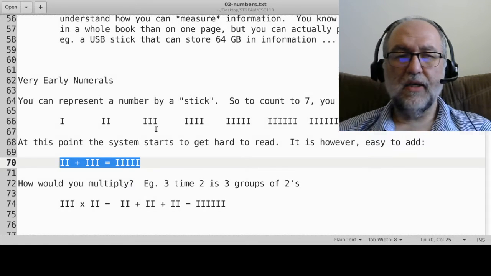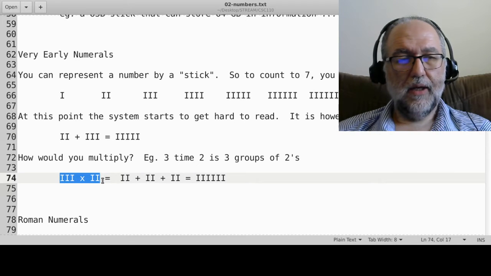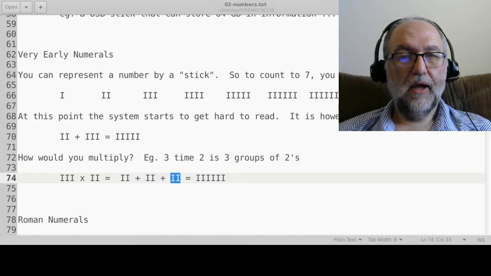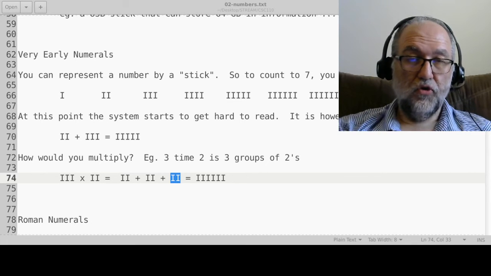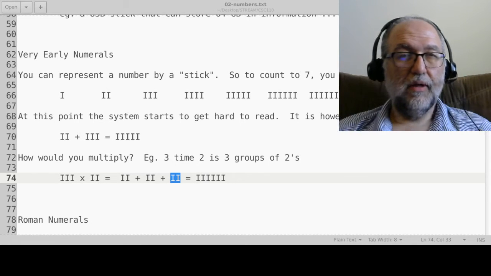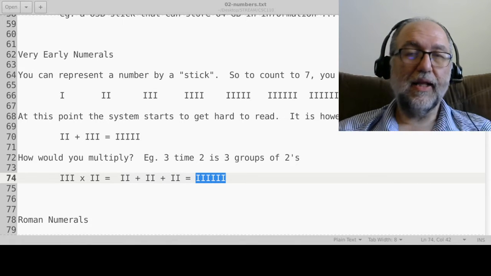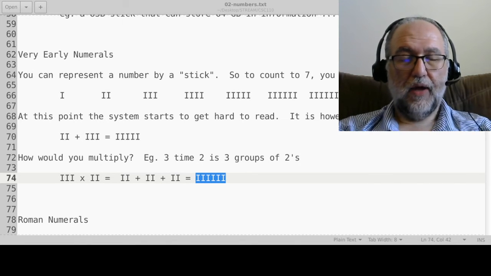It's kind of easy to multiply, all right? Because this says you have 3 bundles of 2. And so for each of these sticks, you make a bundle of 2. So my first stick, I have a bundle of 2. My second stick here, I have a bundle of 2. My third stick, I have another bundle of 2. Okay? And so a bundle of 2 plus another bundle of 2 plus another bundle of 2 gives you a bundle of 6. And so, it's not that bad to multiply. You can do that too, okay?